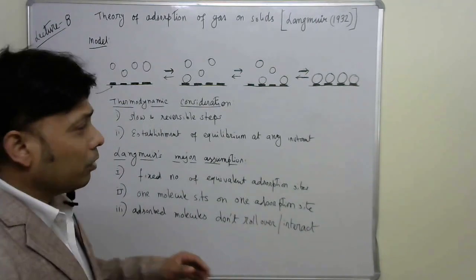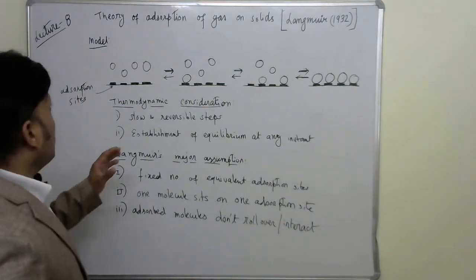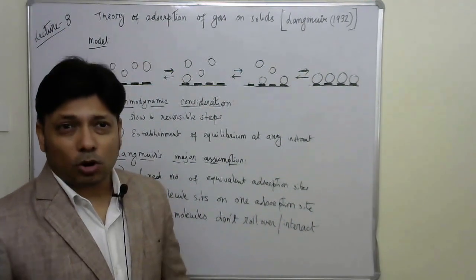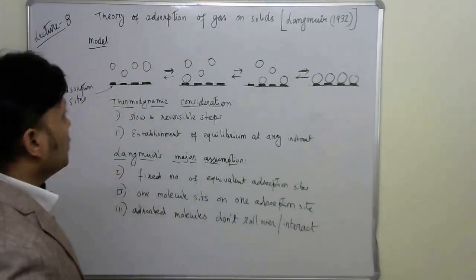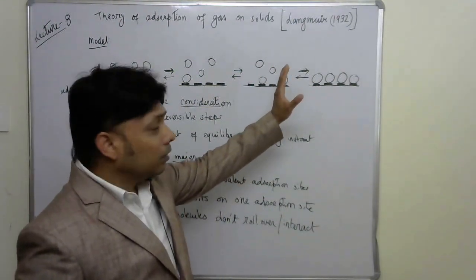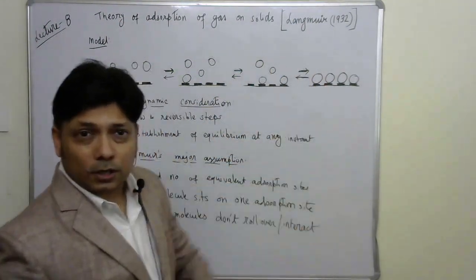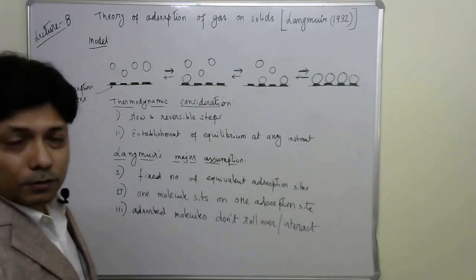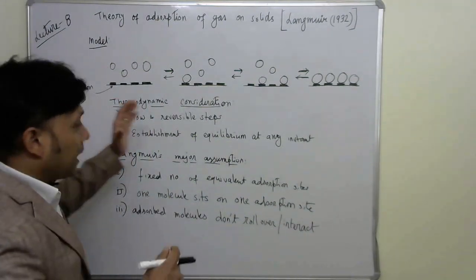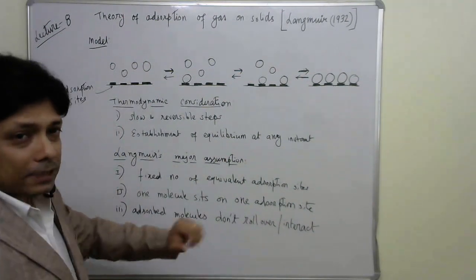So now we are going to learn about a theory that explains the adsorption of gas molecules on a solid surface. This theory was introduced by Irving Langmuir in 1932. He was an American physical chemist. So he introduced a mechanistic model for adsorption of gases.